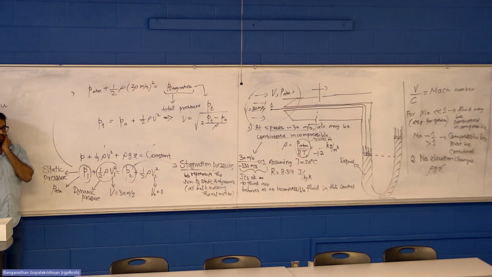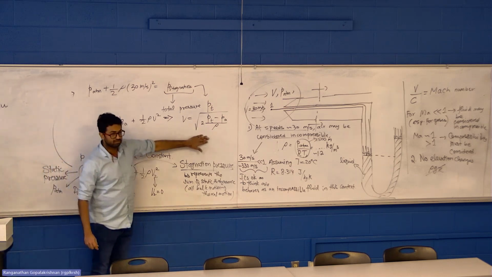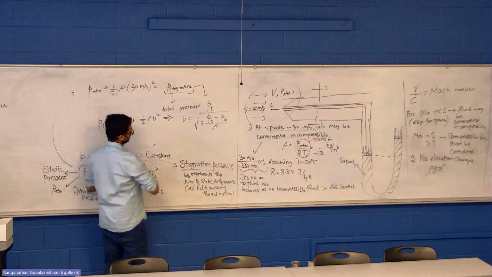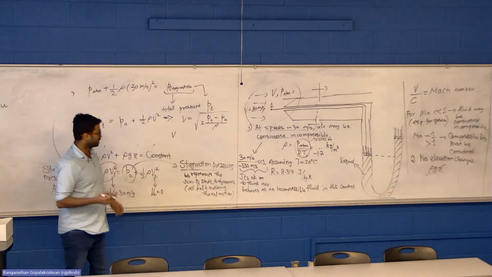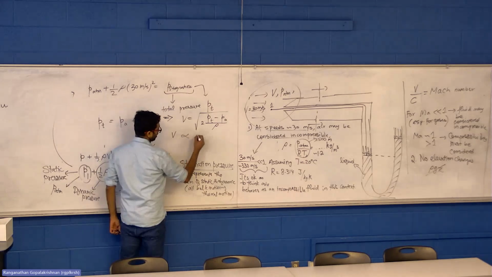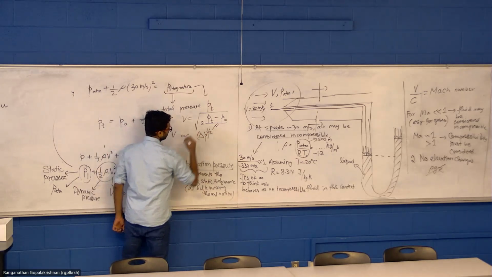Done writing. Can we talk? Look up, please. So firstly, notice this equation. It says the velocity, or whatever the fluid velocity is, causes a pressure drop, and it scales with pressure drop to the power half.